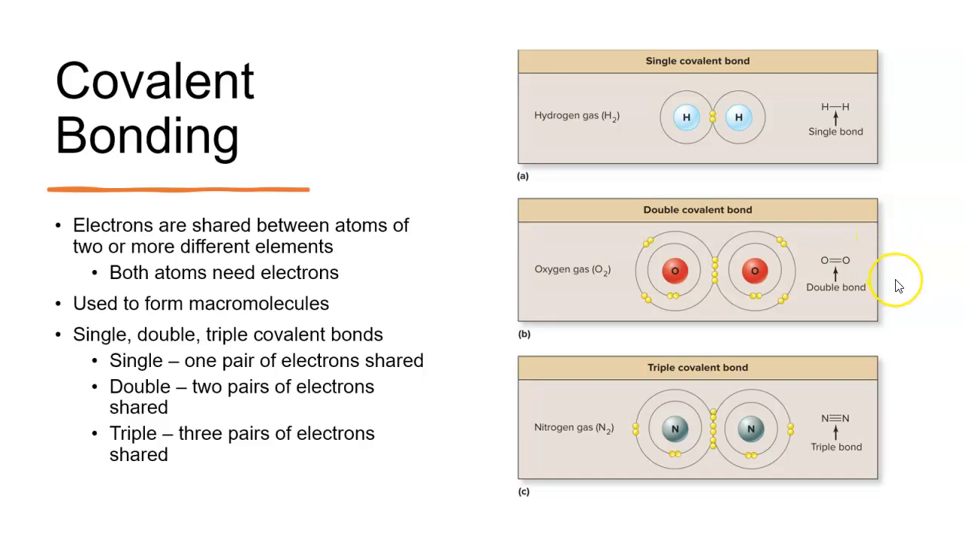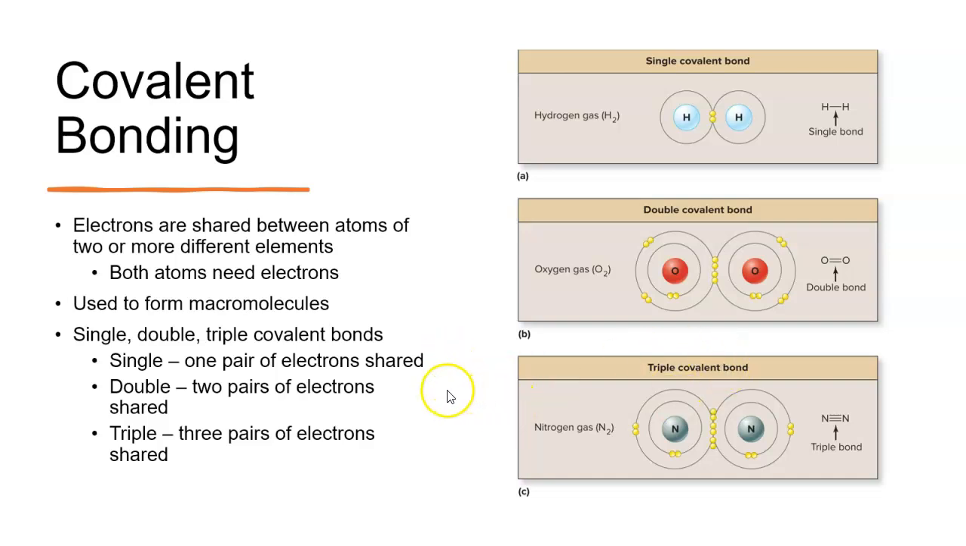Now, if they share two electrons, such as oxygen, because oxygen in the valence shell has 2, 4, 6. So each atom of oxygen needs 2 electrons. So 2 oxygen atoms come together and share 2 electrons. That is what we call a double covalent bond. And I guess you can figure out that nitrogen with a triple bond is sharing 3 electrons. Or actually 3 pairs of electrons.